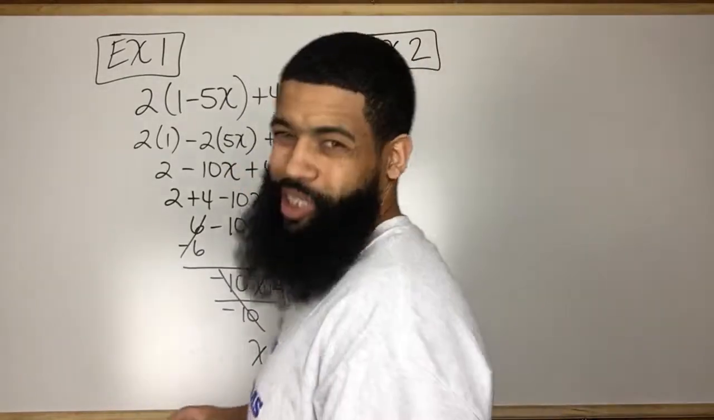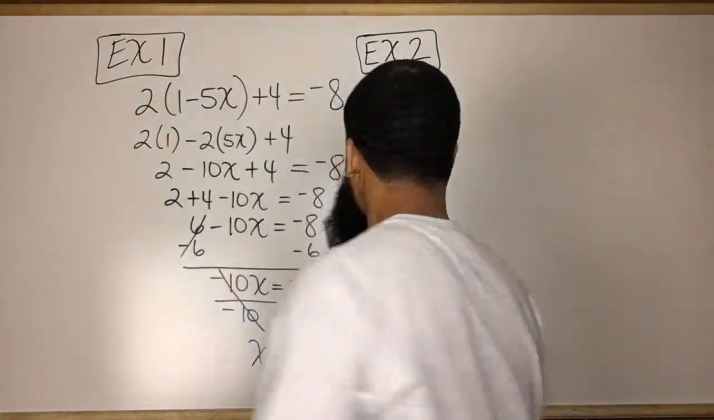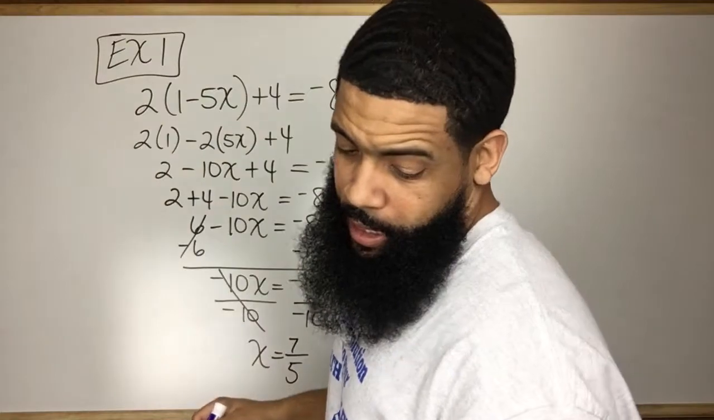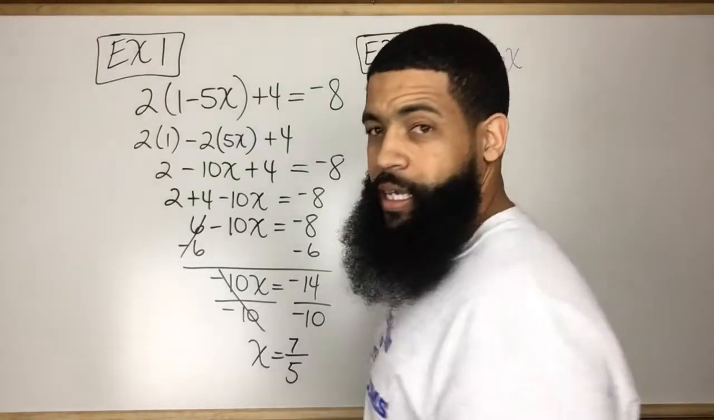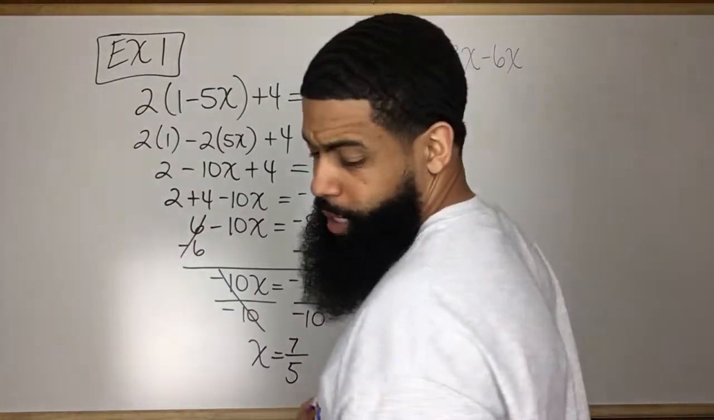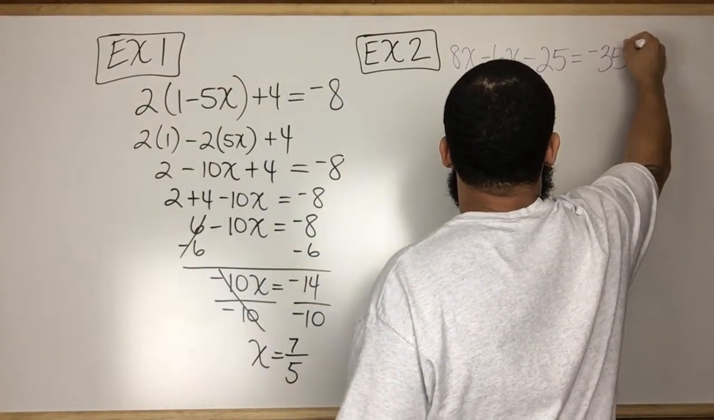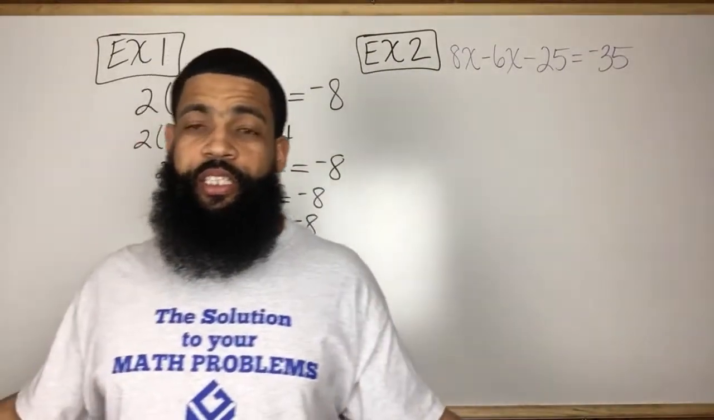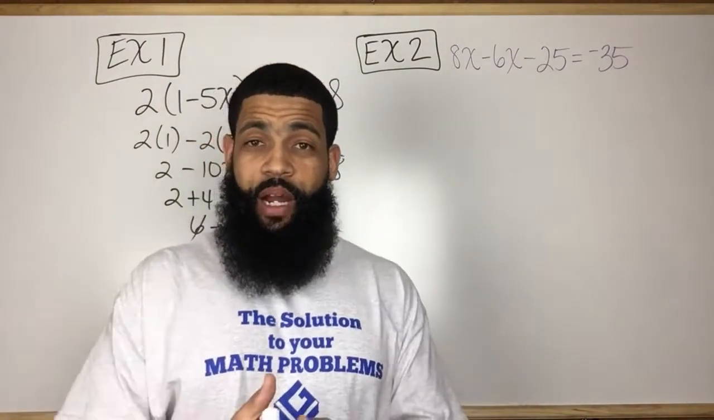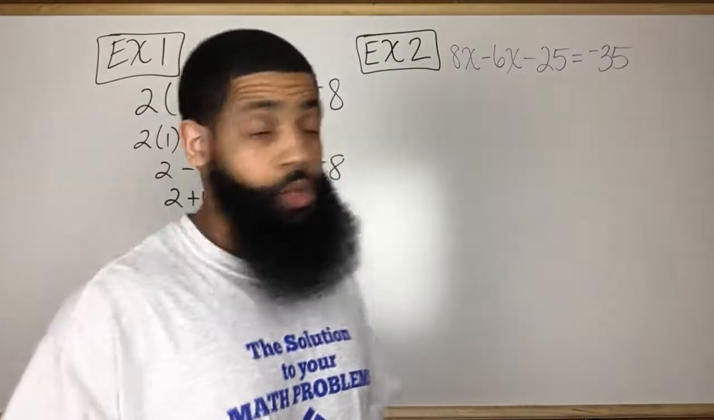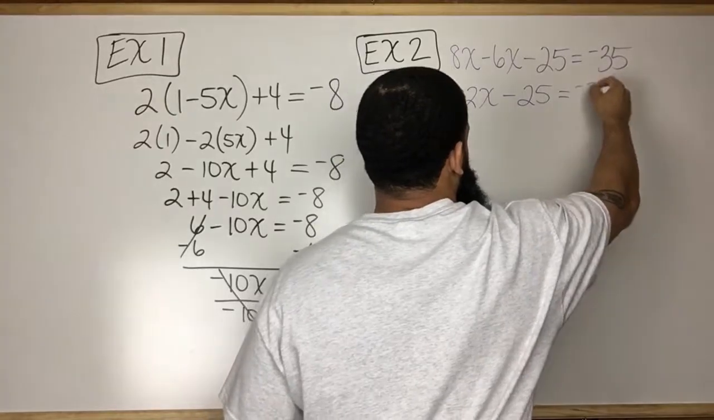All right, let's switch up the color. Let's go with a little bit of purple. So example 2 is 8x minus 6x minus 25 equals negative 35. All right. Now, notice in this case, the like terms are already next to each other. So that's what we have to combine first. So 8x minus 6x is simply 2x. So 2x, bring down the minus 25 equals negative 35.